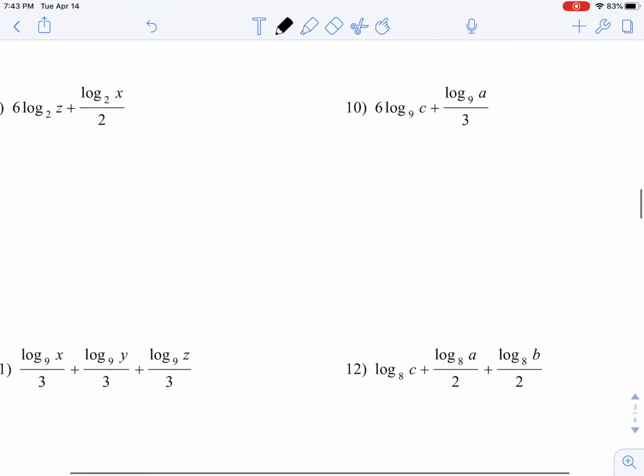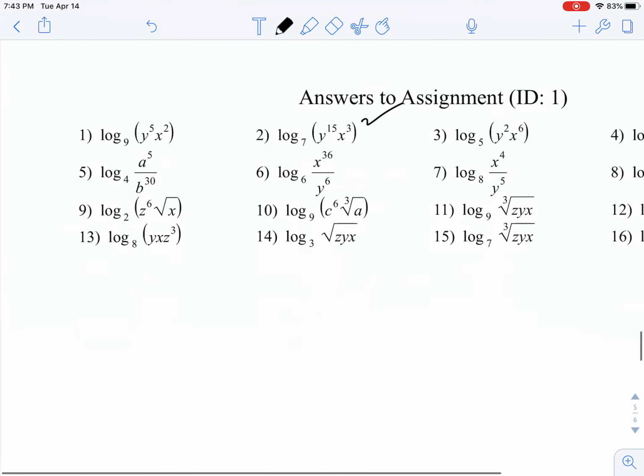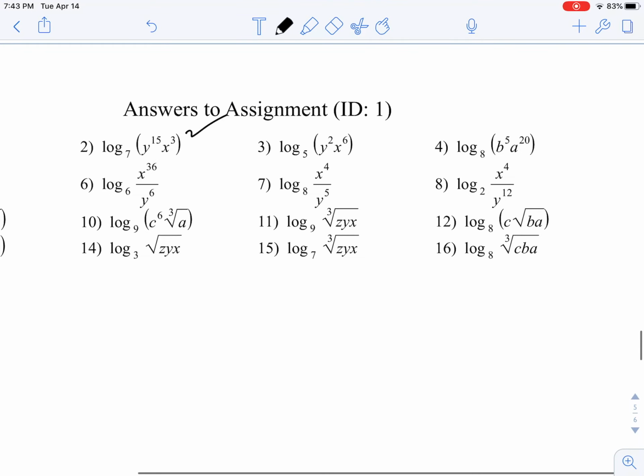All right, let me check number 4. A to the 20th, b to the 5th. Yeah, and they did it backwards. I have no idea why they're doing that. Makes no sense. Don't worry about it.